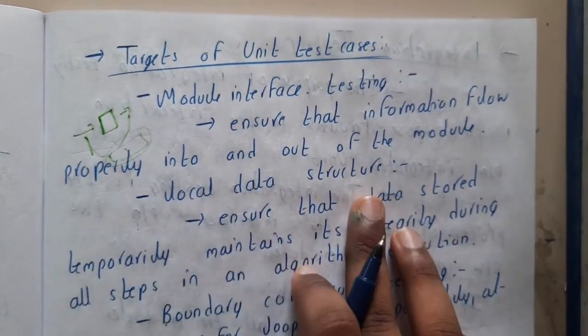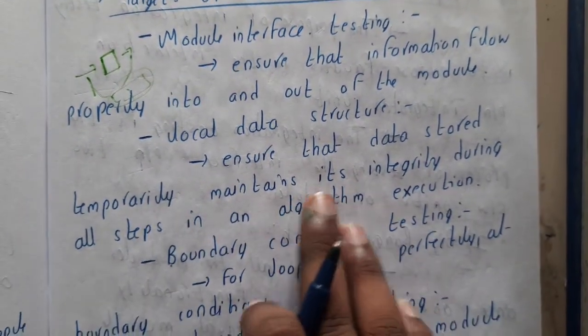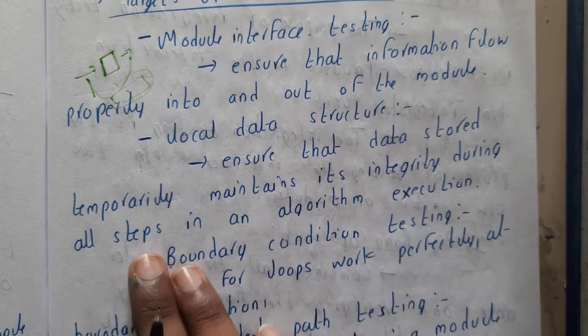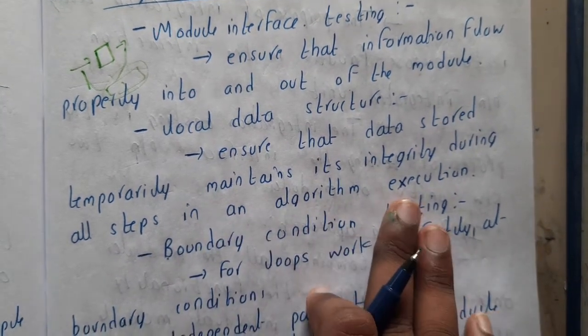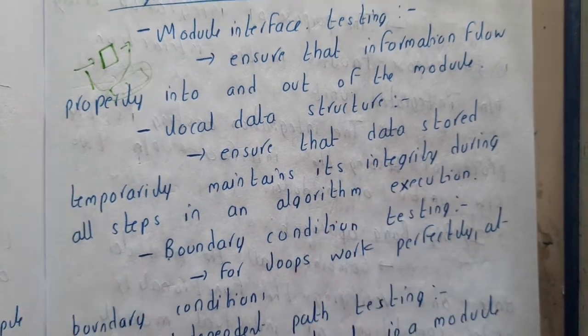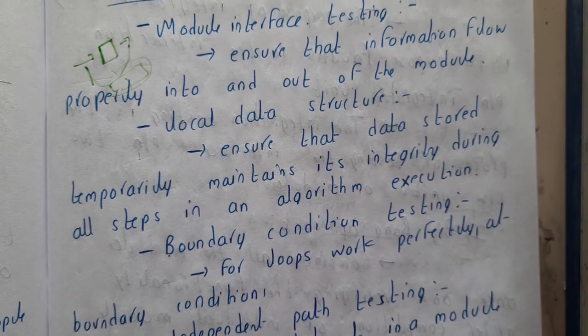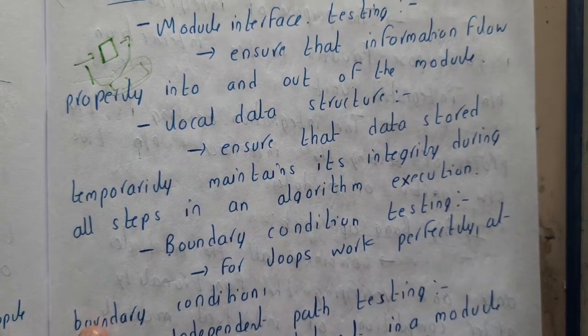Local data structure testing ensures that data stored temporarily maintains its integrity during all the steps in the algorithm execution. You will be checking, according to the local data structure you are using, whether all the values are matching or not, whether there are any tweaks in the structure, or any issues like that. You'll be checking everything, guys.